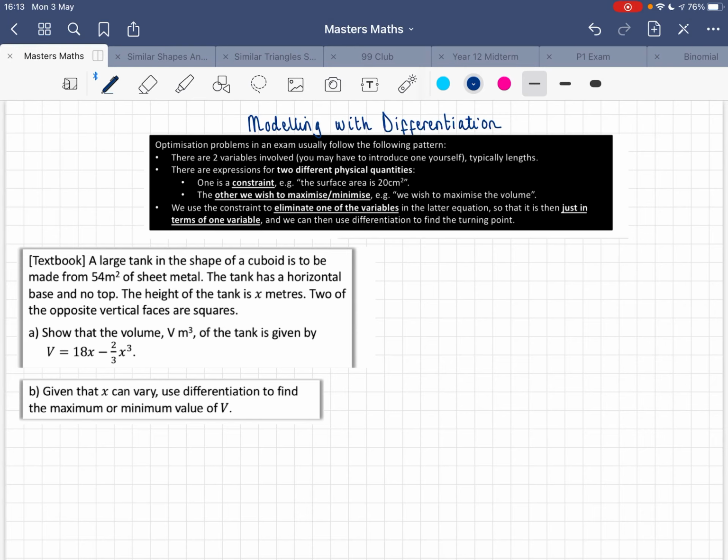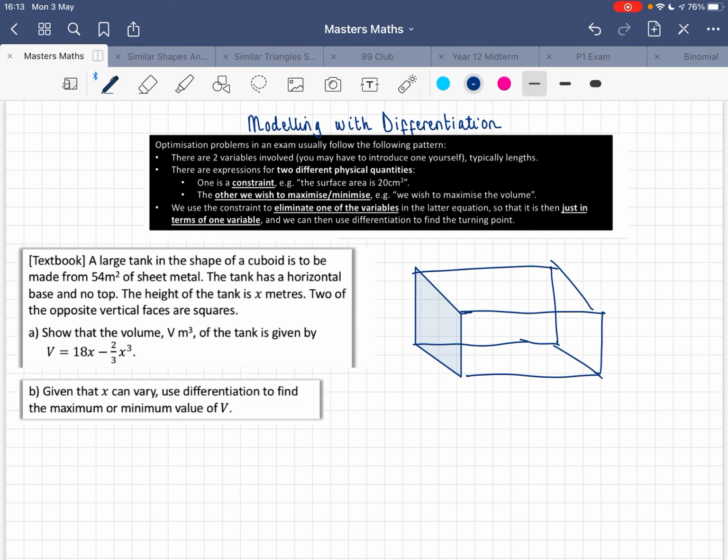So if I make a quick sketch of what the tank looks like, you've got a cuboid. I'm not sure what I'm doing here. I just didn't think this through. I should have done this in advance. And it doesn't have a top. That's better. I mean, that's not better. It's very messy, but it's fine.